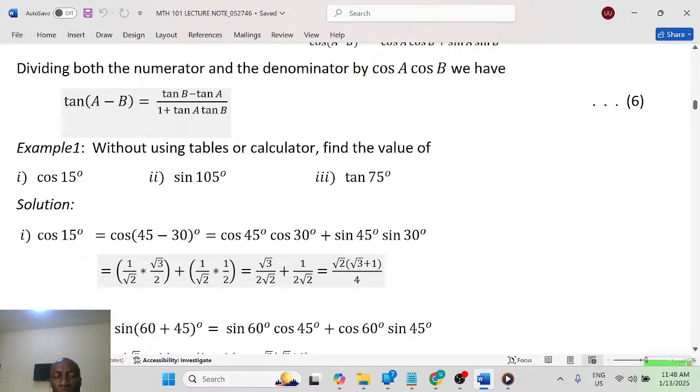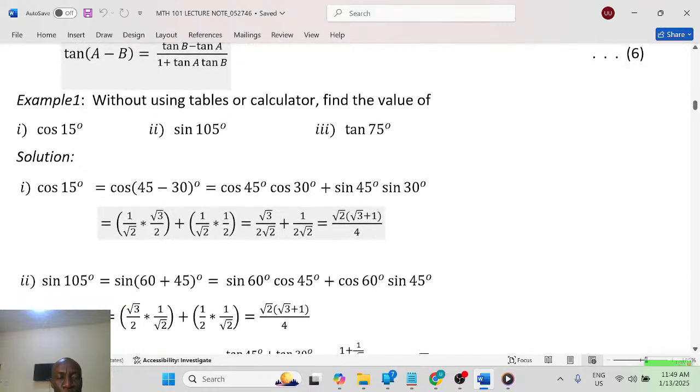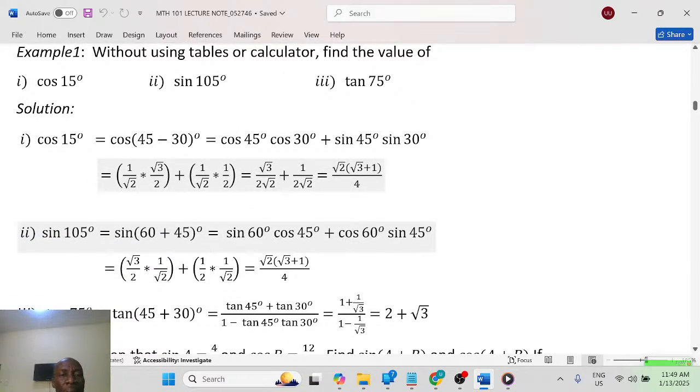So 1 times root 3 will give us root 3. Root 2 times 2 will give us 2 root 2. For the second bracket, 1 times 1 will give us 1. 2 times root 2 will give us 2 root 2. So we have a common LCM, 2 root 2, 2 root 2. So if you simplify it, you are going to have root 2 into root 3 plus 1 divided by what? 4.